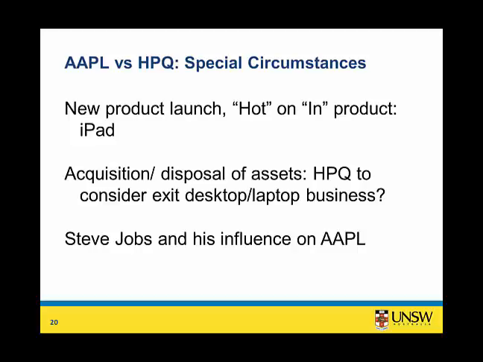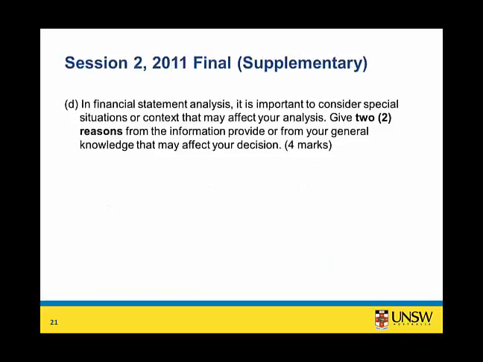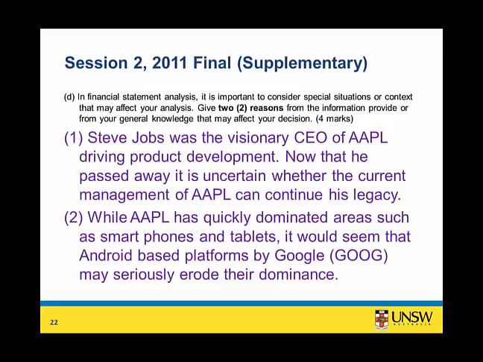So in this past exam question, it's asking you to consider some special circumstances or context that might affect your analysis. We can look to two special situations. First, Steve Jobs passed away, and that was in 2011. And then we also have the rivalry from Android, with the platforms by Google, that might erode their dominance.